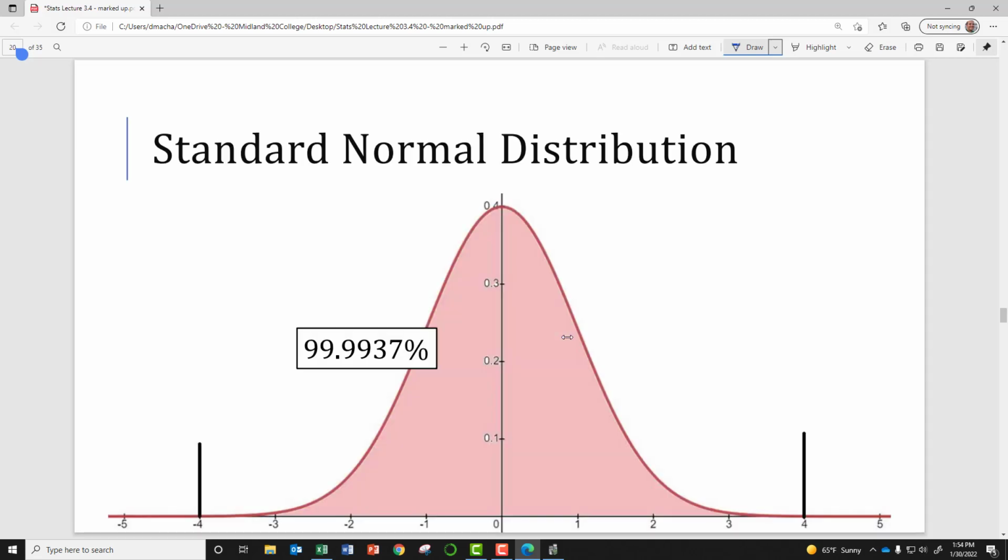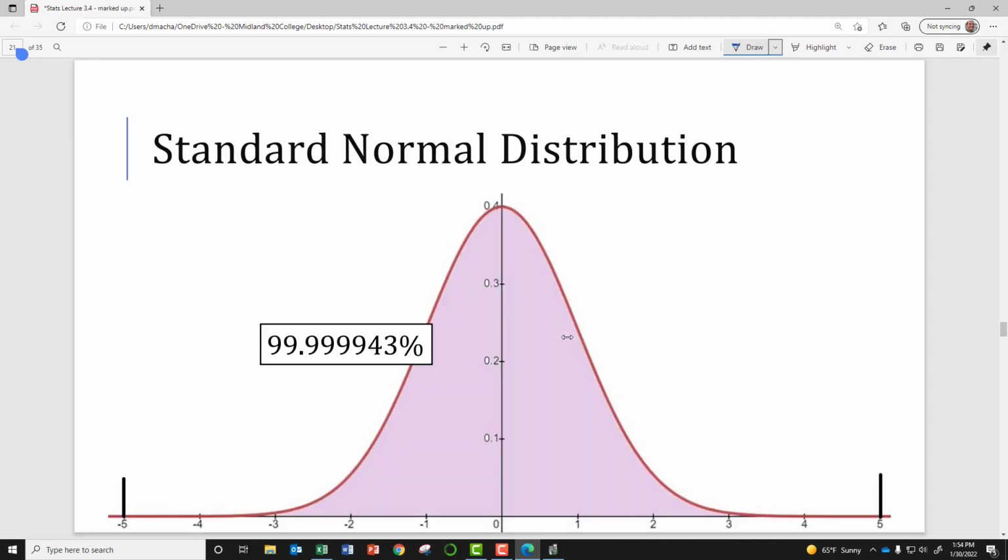If we extend it to 4 standard deviations in either direction from the mean, you can see we're getting closer and closer to 100%. And if I extend it to 5 in either direction, of course, that's practically 100% for almost any purpose.